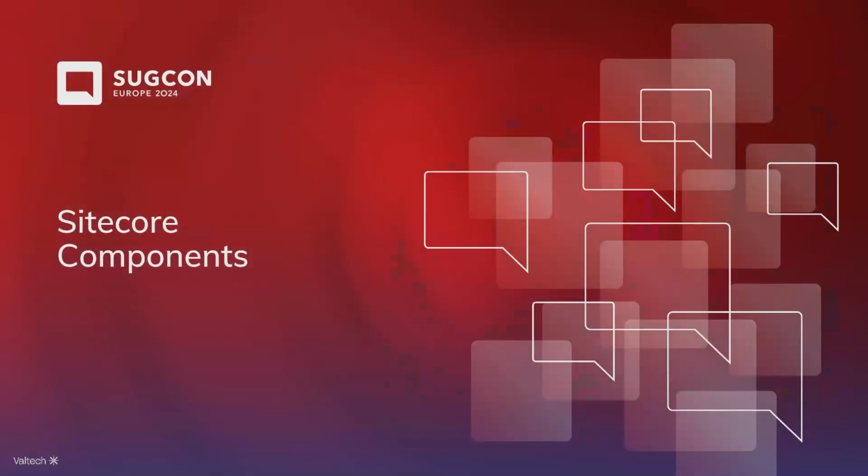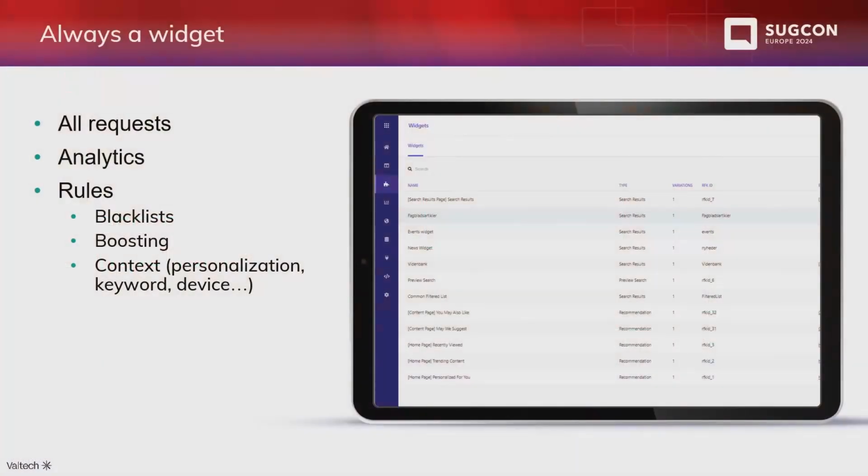Sitecore components. All requests to Sitecore Search have a reference to a widget defined in Sitecore Search. This customer engagement console is the name of this UI, at cc.sitecorecloud.io. You create a widget in here and reference it on each and every request, saying, I'm this widget, now I'm requesting this. That's because there can be a lot of configuration on that specific widget, saying, when we have the news list, we want to blacklist some items or boost some specific items or similar.